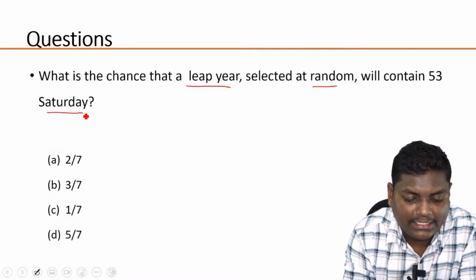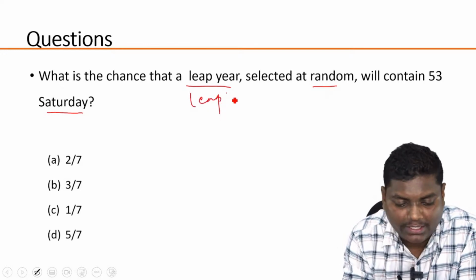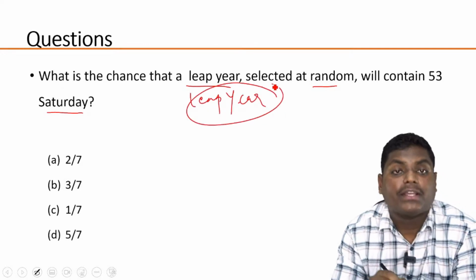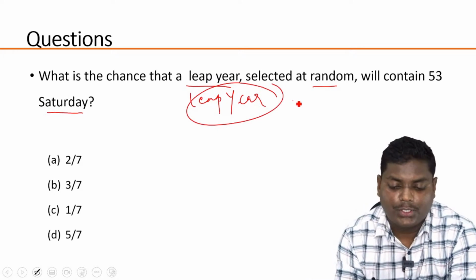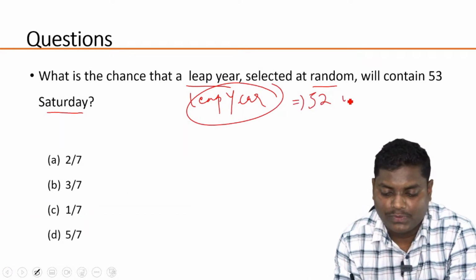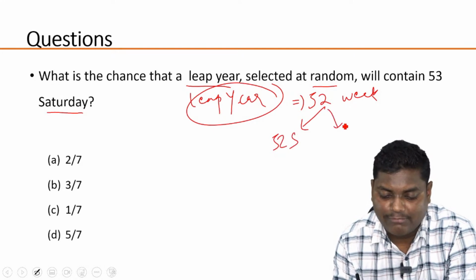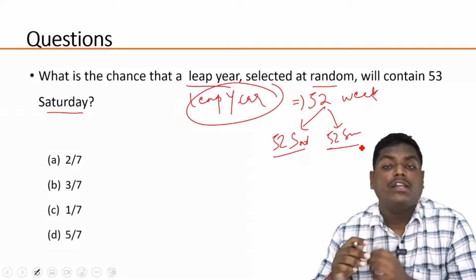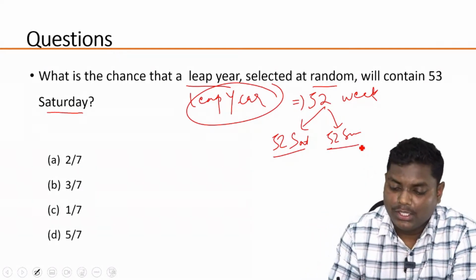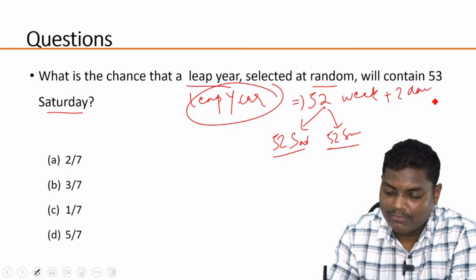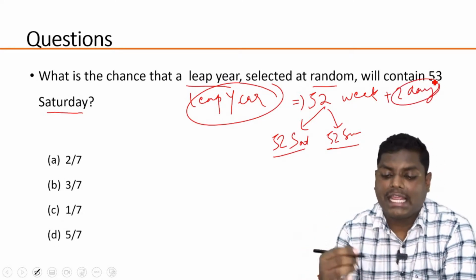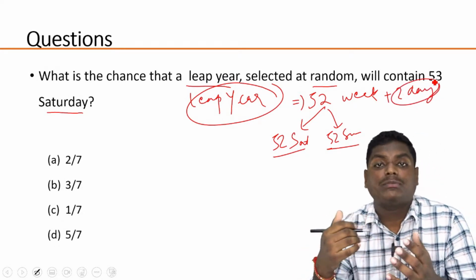Now again that thing, in a particular leap year, we'll be having 52 weeks. The same concept. So in 52 weeks, we'll be having 52 Saturdays and 52 Sundays. Now we are having 2 days extra. Now this 2 days extra can be what all days? We can write all the possible combinations.